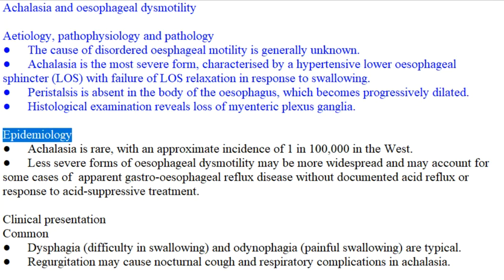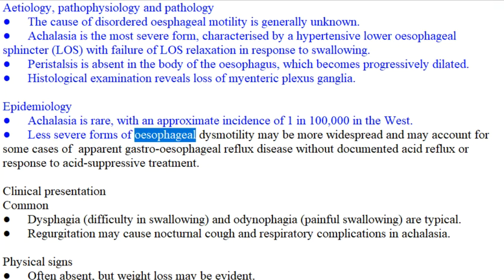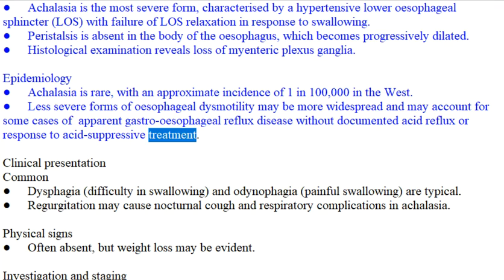Epidemiology. Achalasia is rare, with an approximate incidence of 1 in 100,000 in the West. Less severe forms of esophageal dysmotility may be more widespread and may account for some cases of apparent gastroesophageal reflux disease without documented acid reflux or response to acid suppressive treatment.